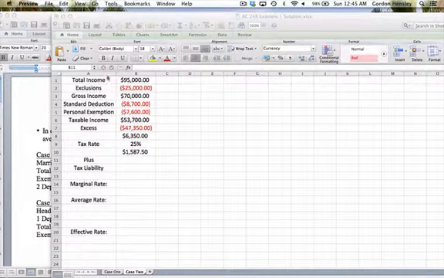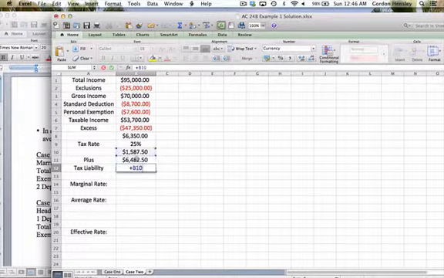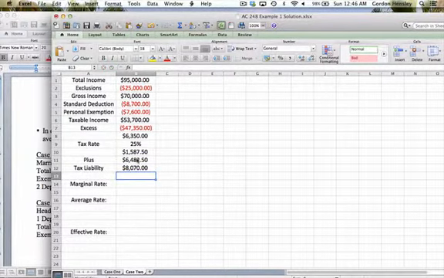And then the last thing I'll do is I'll add on this additional amount, $6,482.50. So now I'll just add these two amounts together, and that'll give me the total tax liability. So for this particular taxpayer, total tax liability is $8,070.